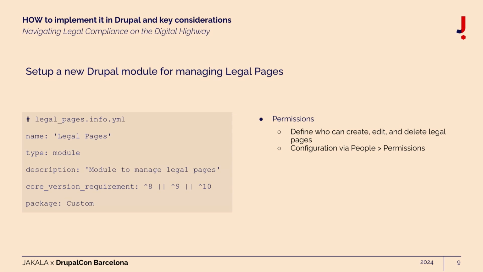How to implement it in Drupal? We could start with setting up a new module for the legal pages. We might define the usual routing, menu items, permissions. We should decide who should have access to these legal pages. Do we need a custom data protection officer role for this functionality? And so on.